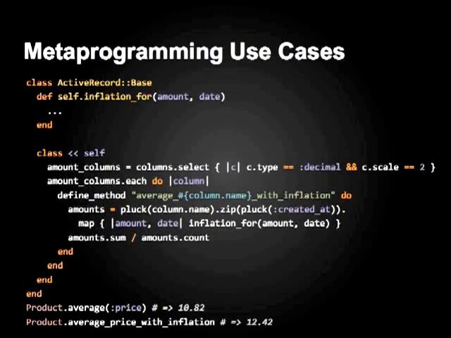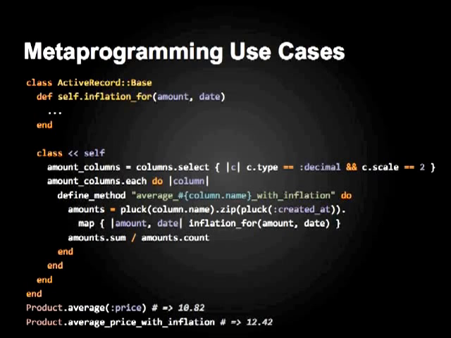So now we've changed the context to now be in the meta class. So when we call define method here, that meta class will define a method on its instance, which happens to be the class. So it's a class method. And now we can do something like an overall class method, like average blank with inflation, and get an average of all of those fields. So now we can do product.average price and get the average price, and we can do product.average price with inflation and get it with inflation.